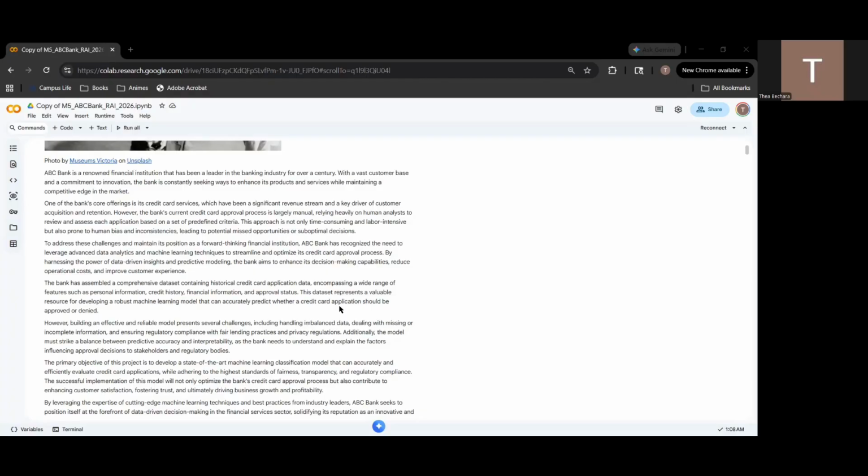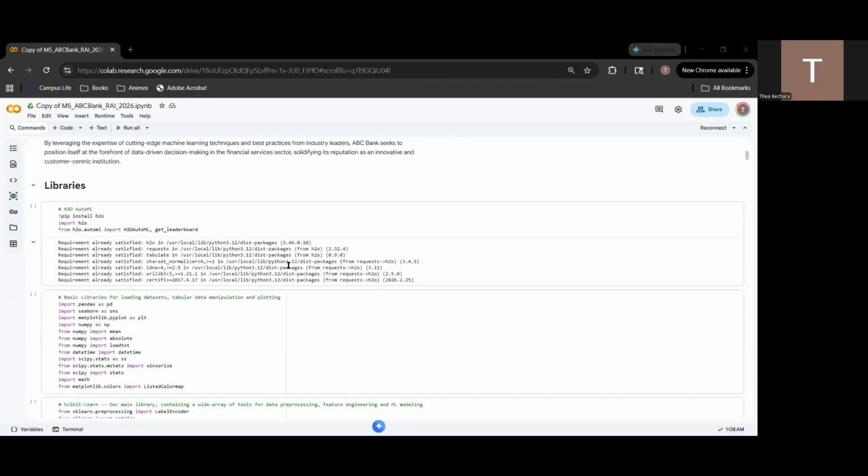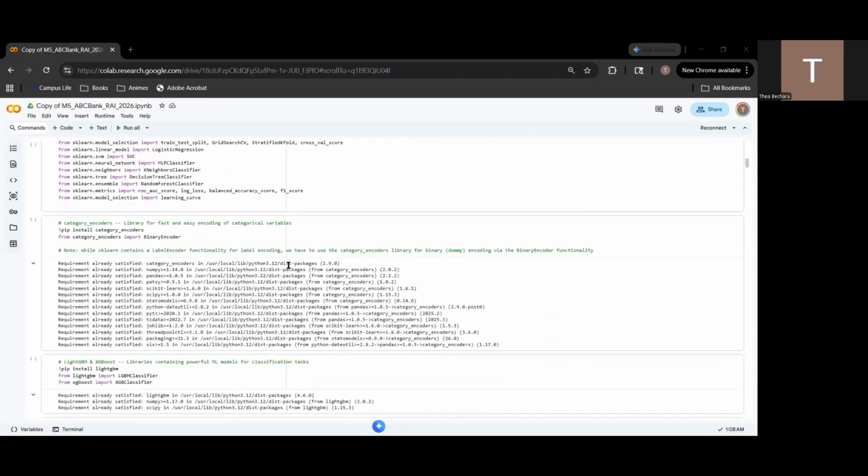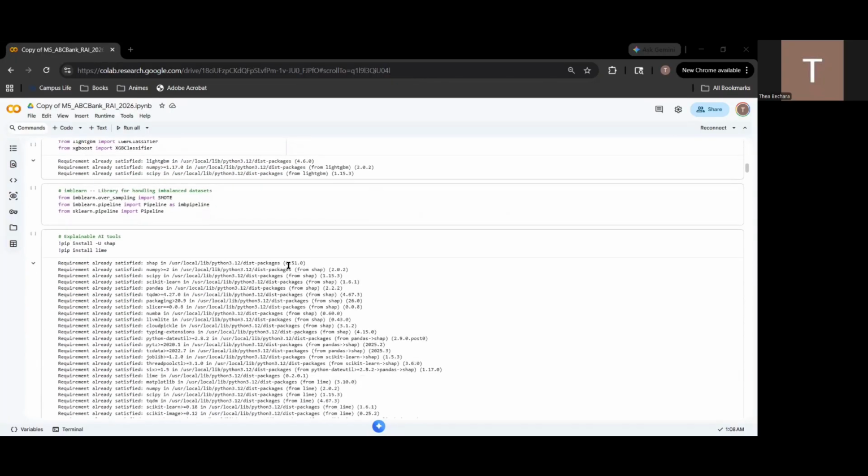This is particularly important in financial services because automated decisions must comply with fairness and regulatory requirements. I will walk through the dataset, the modeling workflow, model evaluation results, and how responsible AI techniques were implemented to ensure fairness and transparency. The dataset contains 9,709 historical credit card applications and 20 variables describing applicants.